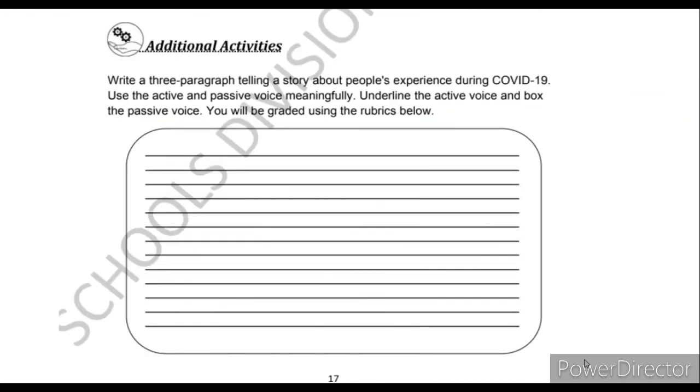The last activity is the additional activities on page 17. Write a three-paragraph story telling about people's experiences during COVID-19. Use the active and passive voice meaningfully, and underline the active voice and box the passive voice. So in this activity, you will write a three-paragraph story about the experiences of the people during COVID-19. You can search on the internet for information. You can also watch news about it to come up with a good output.